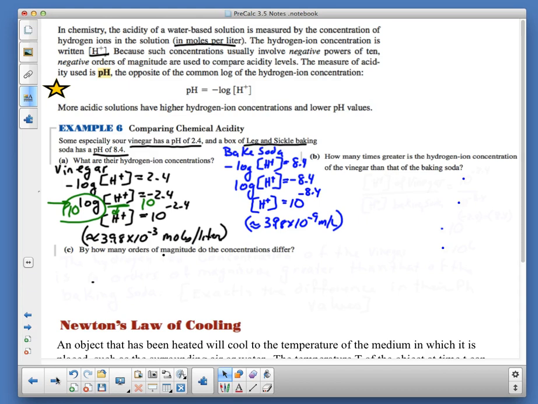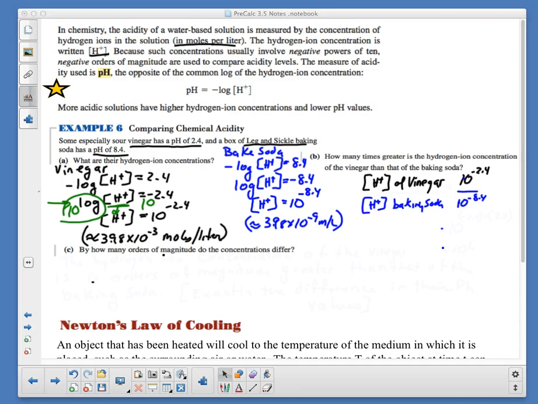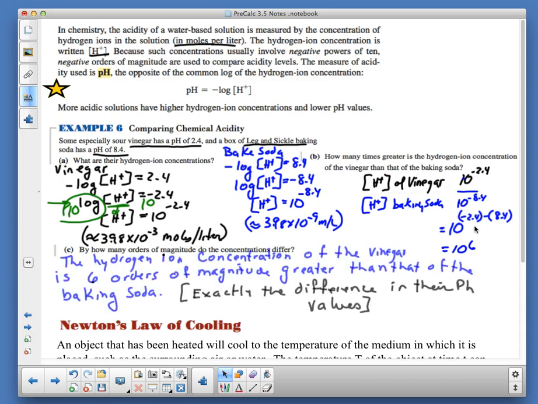Okay, so how many times greater is the hydrogen concentration, the vinegar versus the baking soda? And all I needed to do is just divide them. Negative 2.4 minus negative 8.4. It's 10 to the 6th difference. So by how many orders of magnitude do the concentrations differ? The hydrogen ion concentration of the vinegar is 6 orders of magnitude greater than that of baking soda. Exactly the difference of their pH.